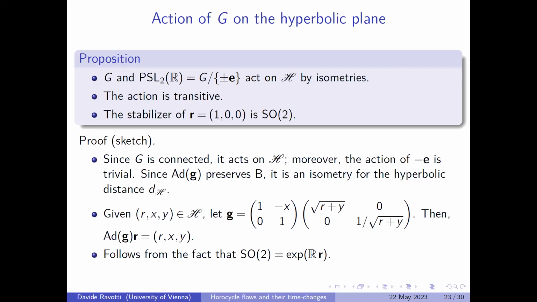And recall that this was the generator of this. So the exponential of T times R was this subgroup. And it turns out that multiplying by the exponential of this guy on the left and on the right commute with this guy itself. So the stabilizer is SO2. I'm going a bit faster on this part, but yeah.